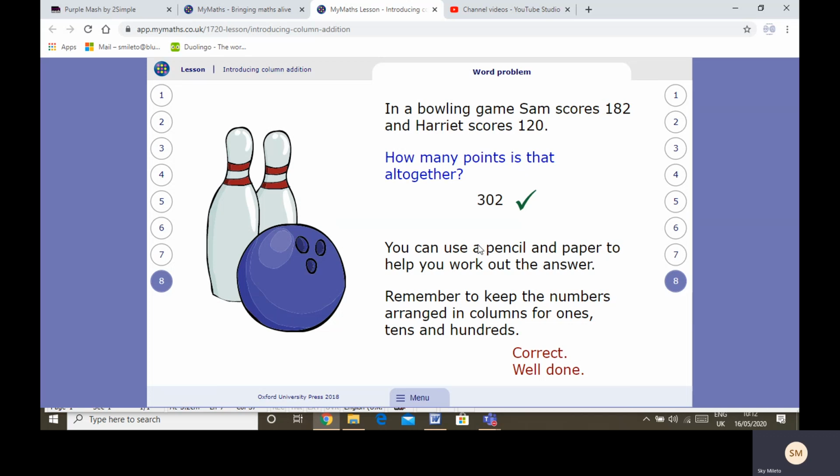Well done if you got that right. Okay, so have a go at your My Portal work, please. See how many you can get right on that, and we've got more column addition coming up tomorrow.